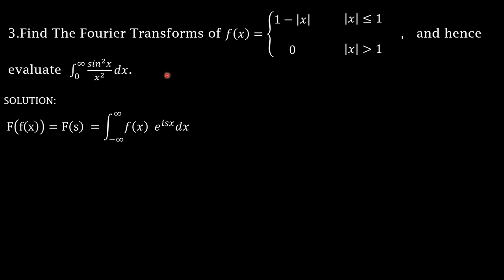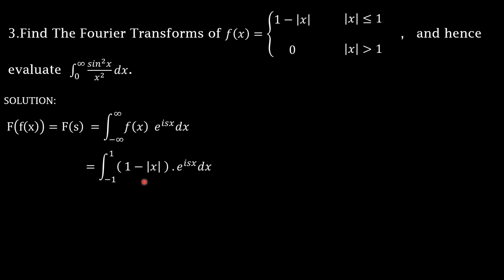From the definition of the Fourier transform, the Fourier transform of the function f of x is given by integration of f of x into e to the power isx dx, where the limits of x are varying from minus infinity to infinity. Just observe the given equation, students. The function value is 0 for all those mod x greater than 1, which implies the function value is 0 for all those x lying outside the interval minus 1 to 1. So, it is enough to evaluate the Fourier transform in the interval minus 1 to 1.